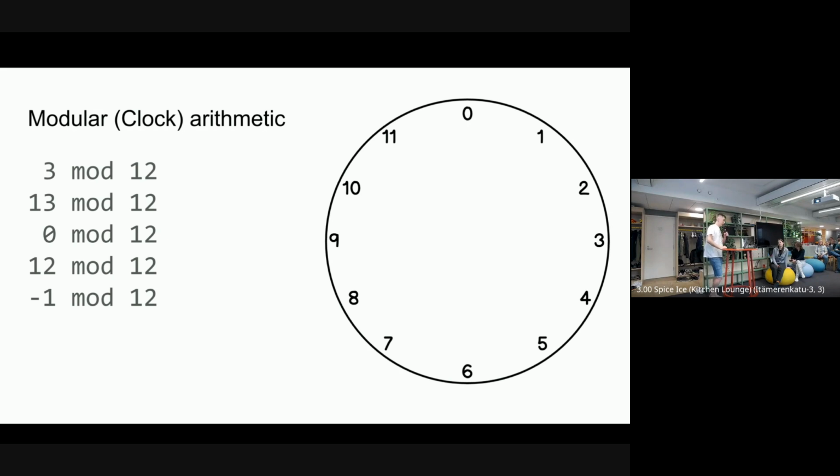11, yes. And by the way, this is not always how programming languages work. Why is it 11? Because we stepped 1 to the left, right? But some programming languages actually don't do this kind of mathematical way of modding.